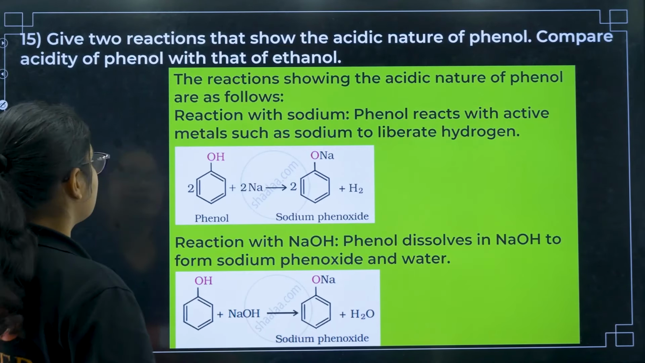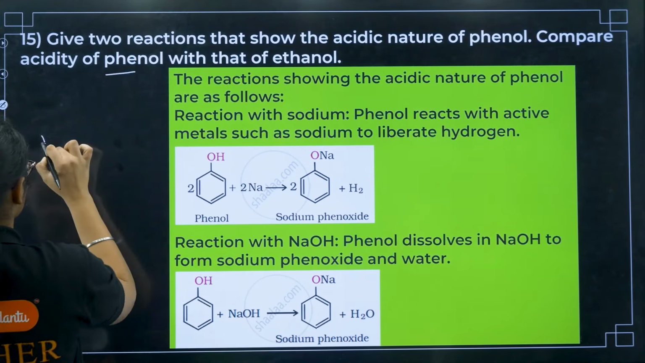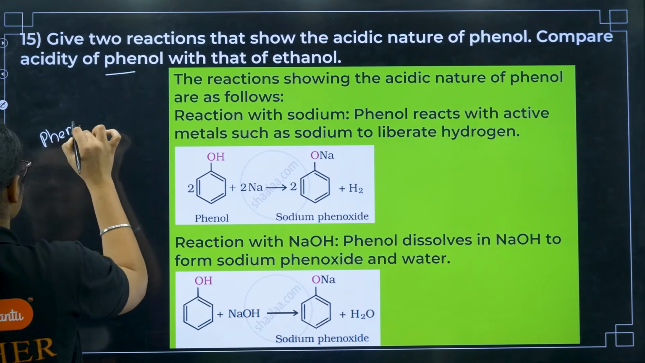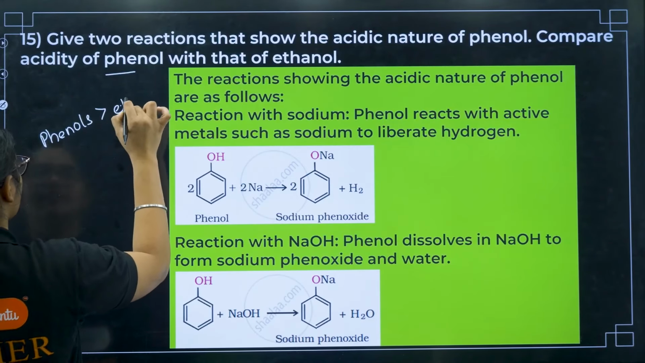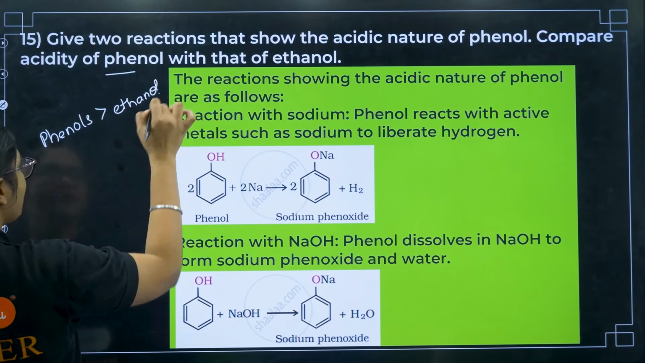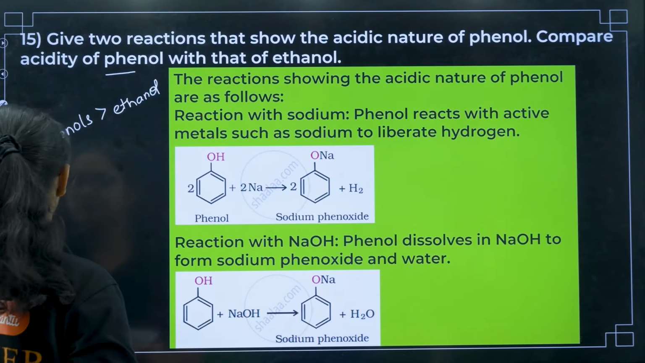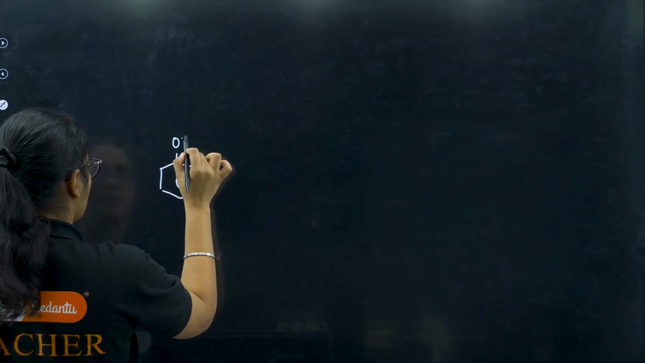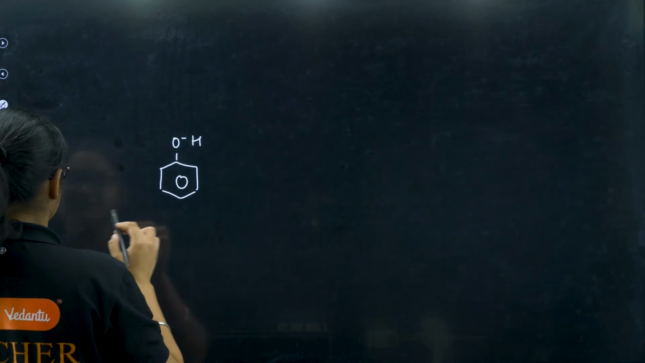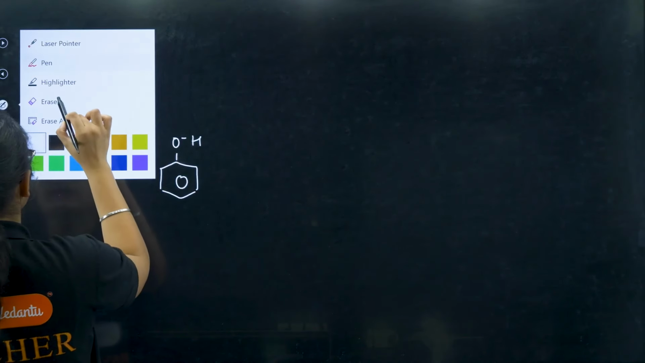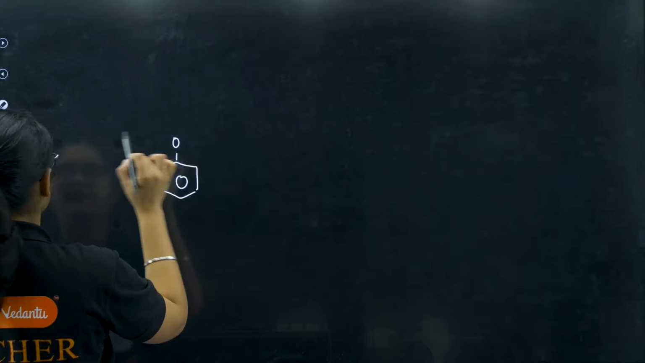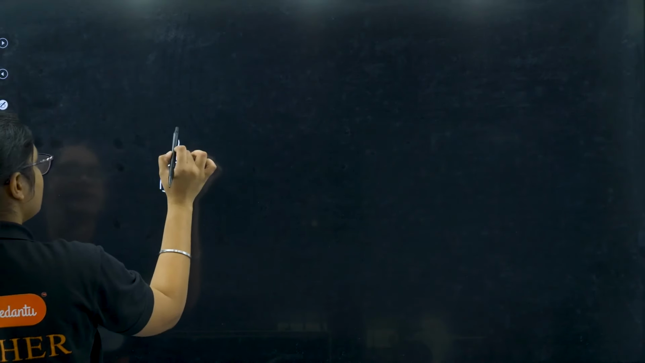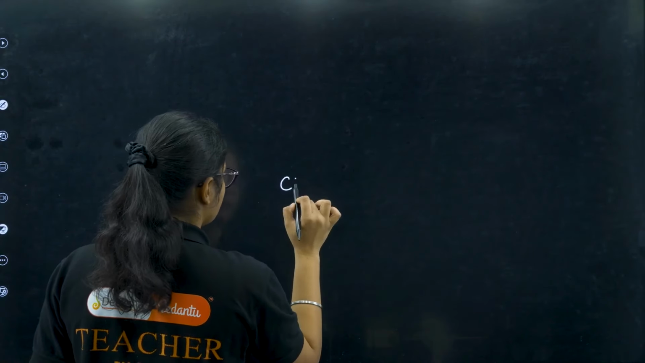So definitely the phenols are more acidic. Okay, phenols are more acidic than ethanol. Why is it like this? So if you see, phenol is there like this. Okay, when it forms acid, it will donate one H plus. If it donates one H plus, we will get O minus ion, right? And we have here ethanol.